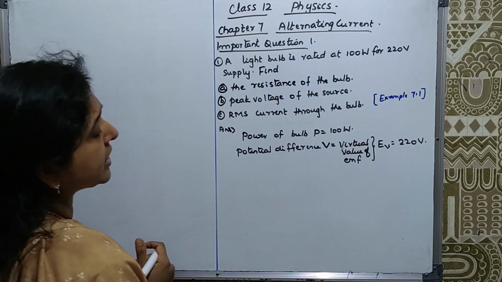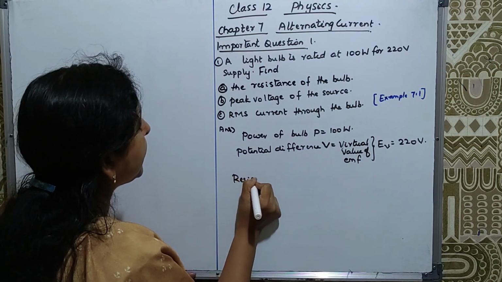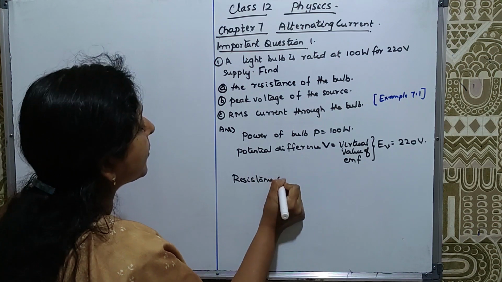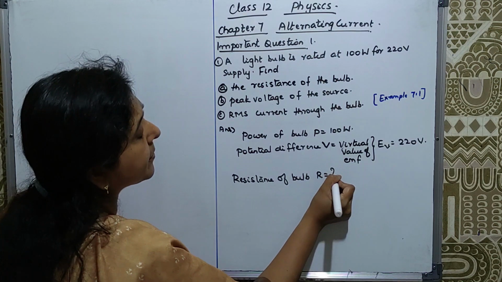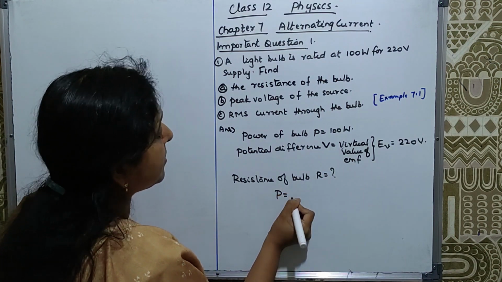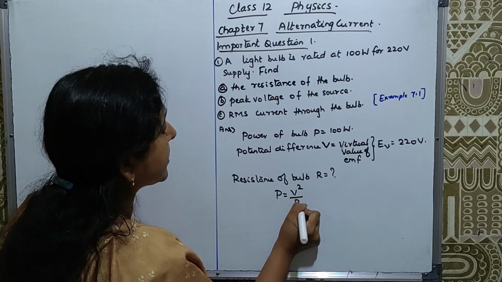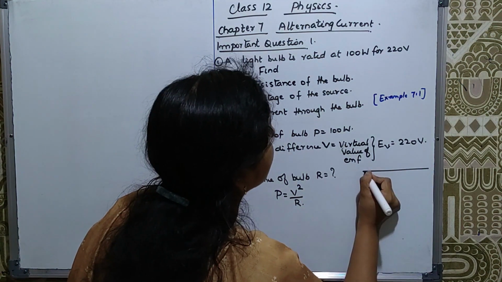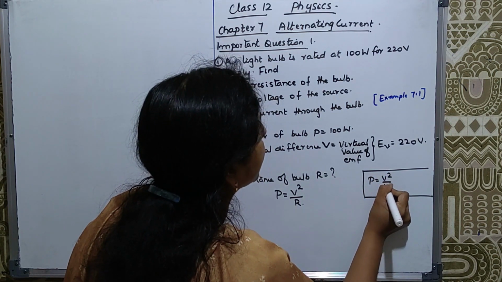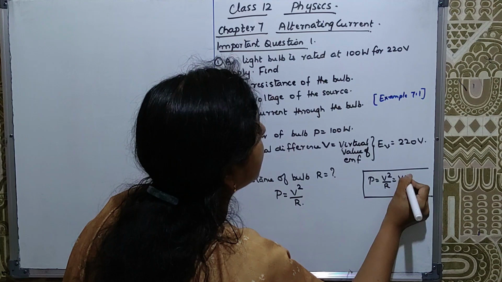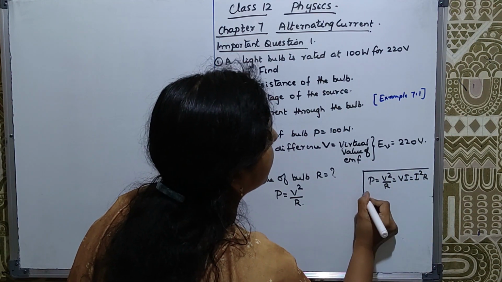Now we want to find out the resistance of the bulb, R. So we know the standard formula for the power of the bulb is P equal to V squared by R. Three formulas are there for the power: P equal to V squared by R, next one VI, and I squared R.